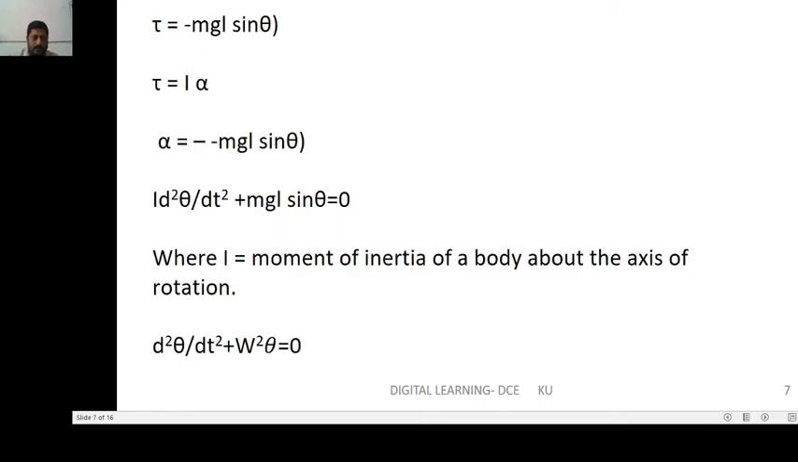Then the torque is given by the formula minus mgl sin theta. By definition, torque is also written as I into alpha, where I is the moment of inertia of the body about the axis of rotation. Then the above equations can be written as I d square theta by dt square plus mgl into sin theta equals 0.